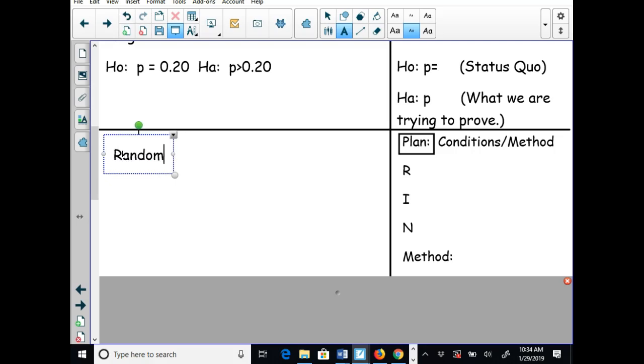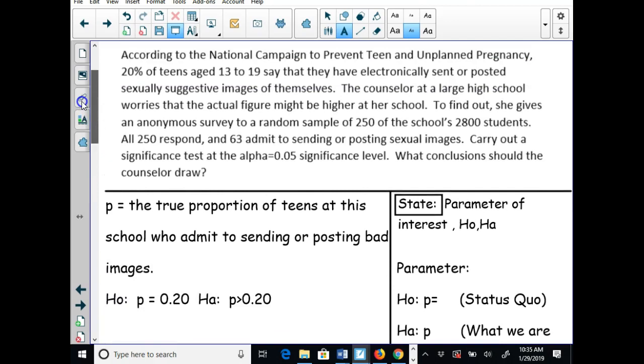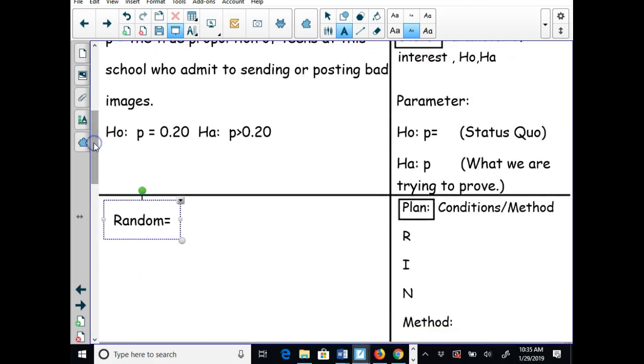Random stands for our R. Do we have a random sample? She gives an anonymous survey to a random sample of 250. So it does say that. Stated random sample, 250.